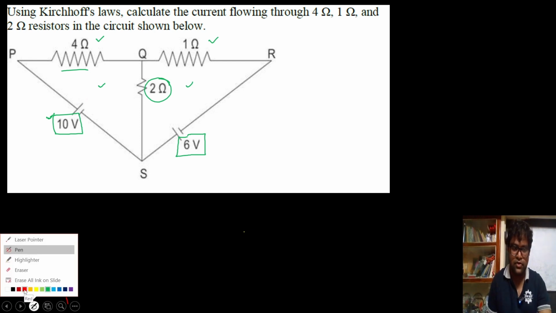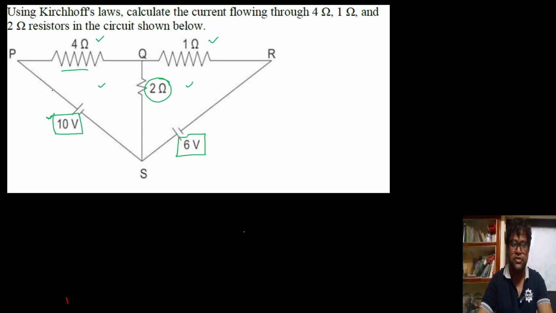The current rule or the junction rule let us use. So let us say this one is I1, current from 10 volt. So I1, this is the same conductor, so here also I1 will come up. Now let's say from 2 ohm, this is 6 volt, the current is coming up, and let's say this current is I2.